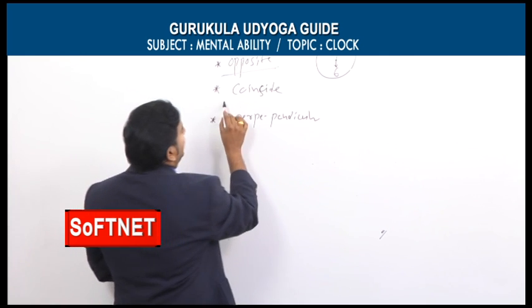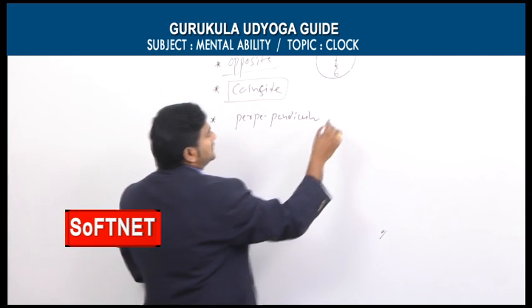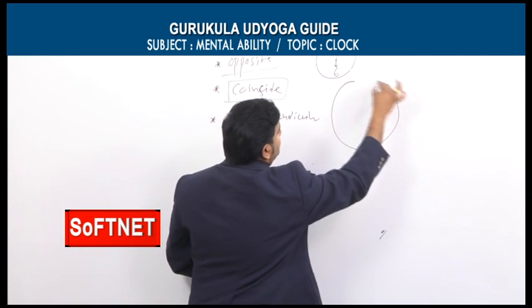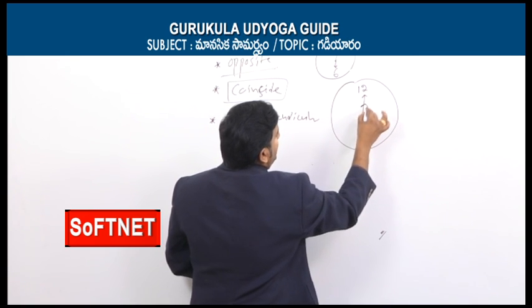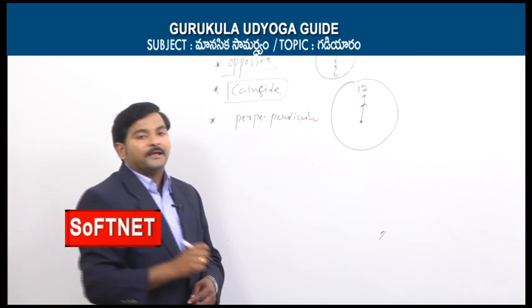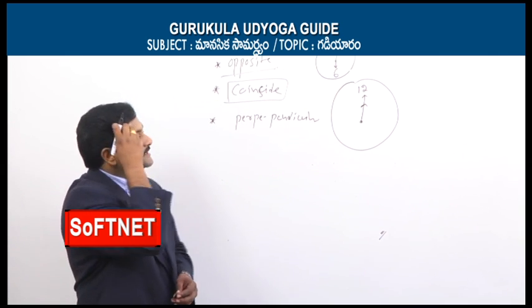Similarly, 2 hands may coincide. So let's say for example, this also we'll take by discussing one small diagram. Let's say time is exactly 12 o'clock. At 12 o'clock, minutes hand and hours hand both coincide.